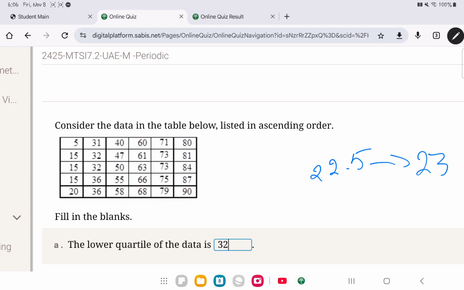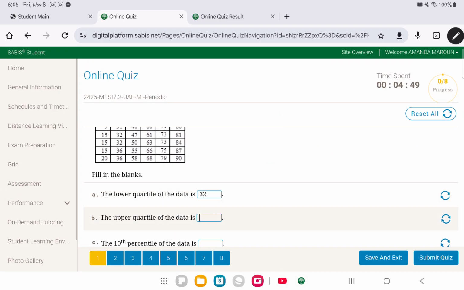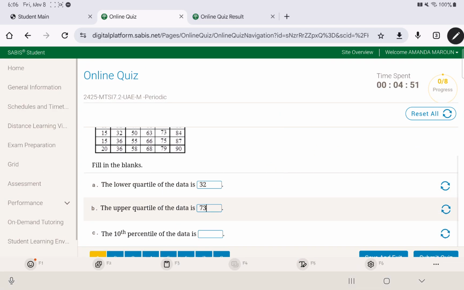Okay, we are gonna count 1, 2, 3, 4, 5, 6, 7, 8, 9, 10, 11, 12, 13, 14, 15, 16, 17, 18, 19, 20, 21, 22, and 23. So the 23rd term is 73. That means the upper quartile is 73.